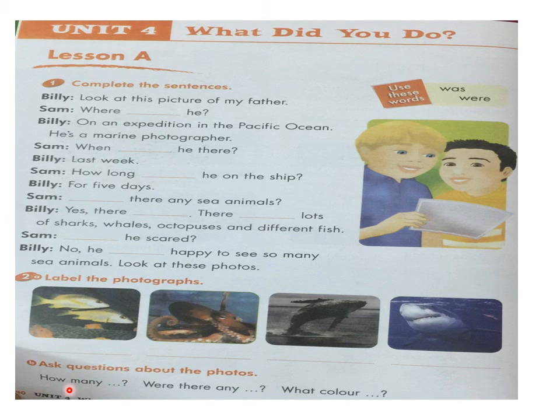How many fish were there? There were different kinds of fish. Were there any octopuses? Yes, there were. What color was the whale? It was black.